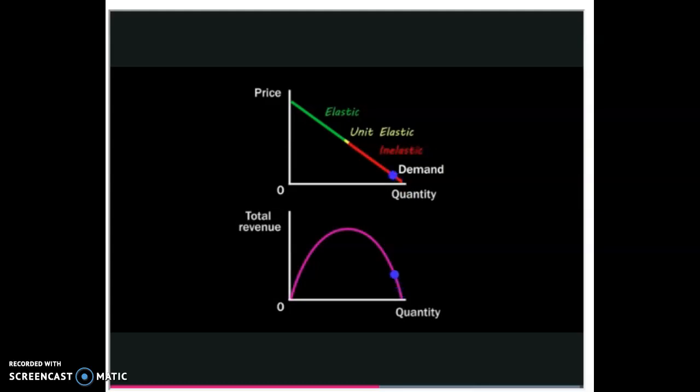In the inelastic range of the demand curve, a price increase raises total revenue because the decrease in quantity is small relative to the increase in price. In the unit elastic range of a demand curve, a price increase has no effect on total revenue because a price increase is matched by a quantity decrease of the same proportion. And in the elastic range of a demand curve, a price increase lowers total revenue because the decrease in the quantity is large relative to the increase in price.